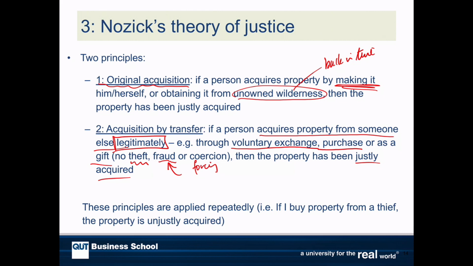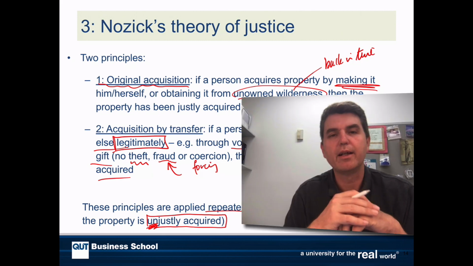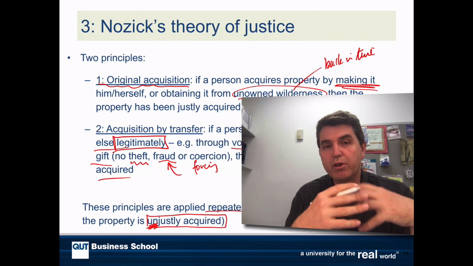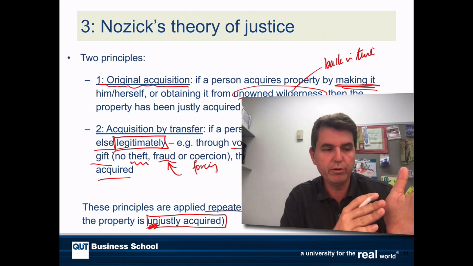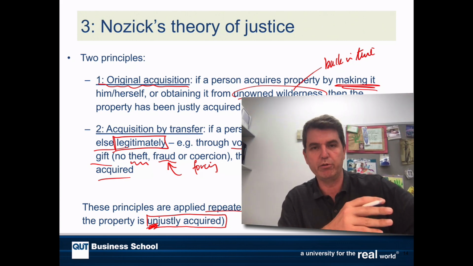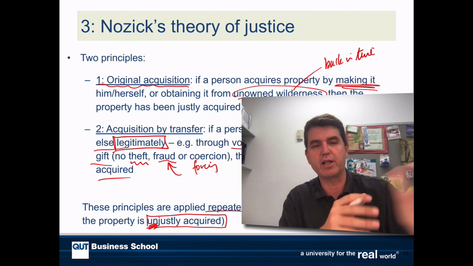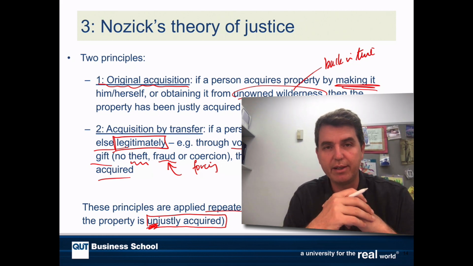And then all we do is repeatedly apply those principles. That means that if you buy property legitimately from a thief, that property is not justly acquired. It's unjustly acquired, and you wouldn't be entitled to it. And that's a fundamental point. Your entitlement is limited to those things you create, or those which, through a chain of ownership, have been justly acquired by everyone down the chain.